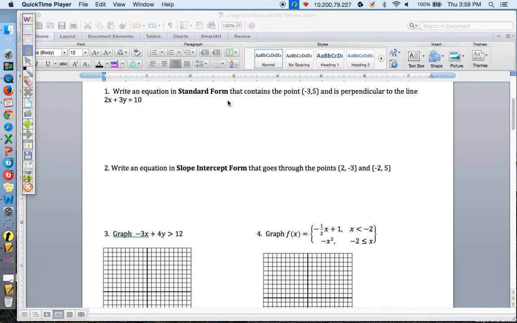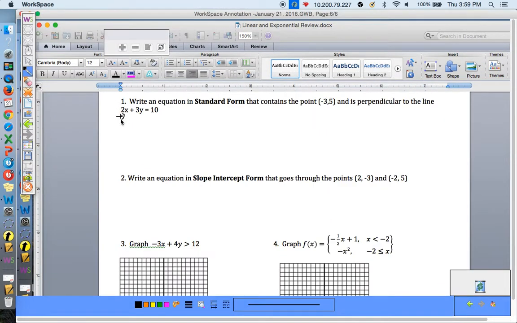Standard form. Here's our point and it's perpendicular to this. Well, if it's perpendicular, we need to find our slope. So let's subtract 2x. So we have 3y equals 10 minus 2x. Divide by 3. So y equals 10 thirds minus 2 thirds x. Well, here's our slope, but it's perpendicular, so that would be 3 over 2.